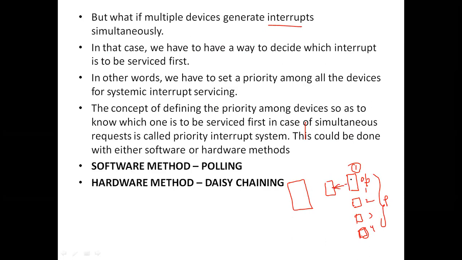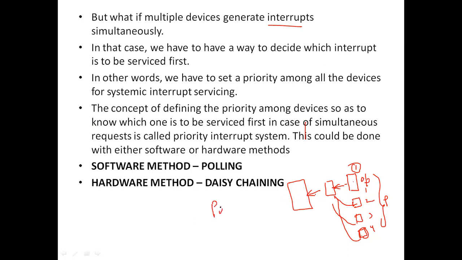Suppose previously only one has connected, it has generated an interrupt. Suppose if multiple peripherals generated the interrupt at the same time, what will it do? In this case, we have a way to decide which interrupts are to be serviced first. Out of these four, which interrupt has to be serviced first, we have to decide.